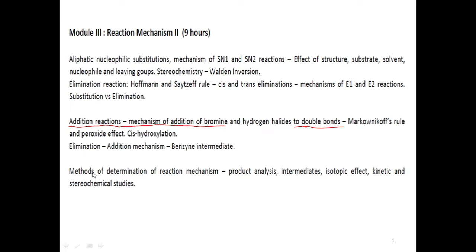Hello and welcome. In this video, we will discuss the addition reactions of halogens to double bond systems and its mechanism.